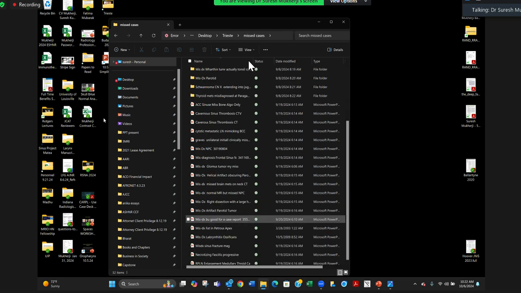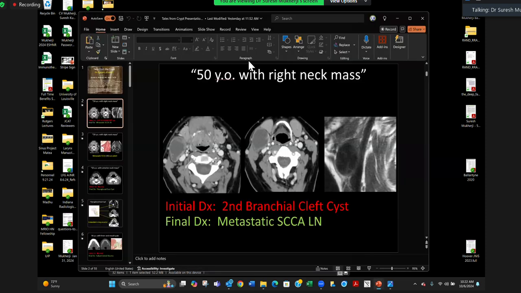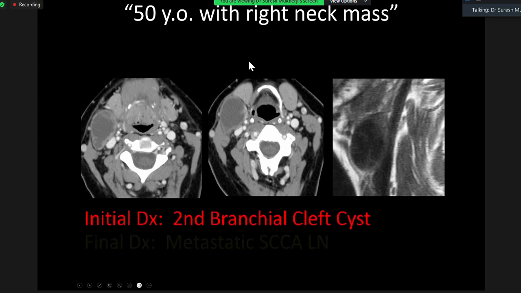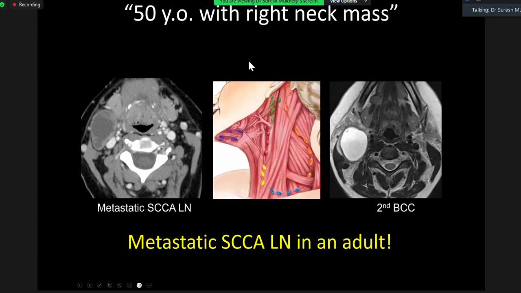It's a missed case diagnosis where I actually show some of my misses. But what I wanted to do was that this was a case not of a branchial cleft cyst, but this was a 50-year-old that had a right neck mass. Don't call this a branchial cleft cyst. Don't call this a lymphatic malformation in an adult. And if you look real closely, we can see this thick enhancement right here with the cystic area. Now, this, on the other hand, is a case of a lymphatic or a second branchial cleft cyst.